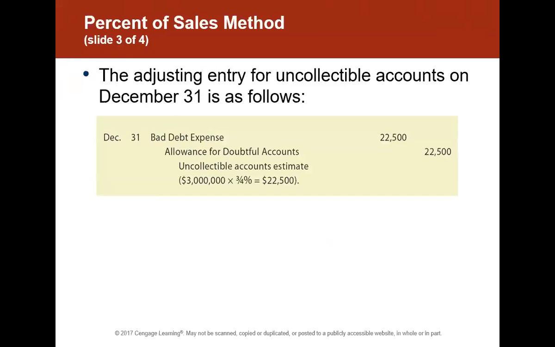Okay. So again, whether we use percent of sales or an analysis of accounts receivable, this is always an adjusting entry done at the end of the year, a debit to bad debt expense and a credit to allowance for doubtful accounts. We're just coming up with the amount.